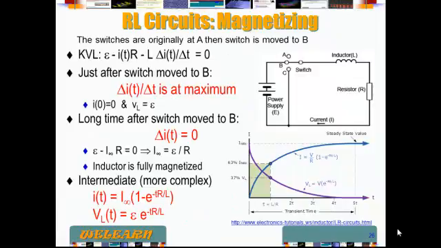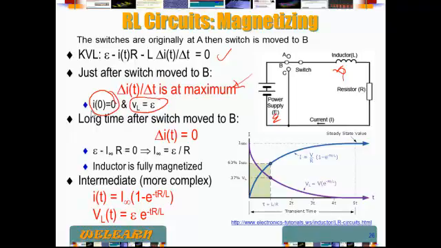So in summary, once we move the switch from A to B, writing Kirchhoff's voltage rule, E minus IR of T minus L delta I over delta T is equal to zero, the change in current as a function of time is at a maximum. Because the change in current is at a maximum, the voltage induced by the inductor is going to be at a maximum. And we are going to have VL equal to E, the voltage provided by the supply. But the current at that instant, time t equals zero, is zero.